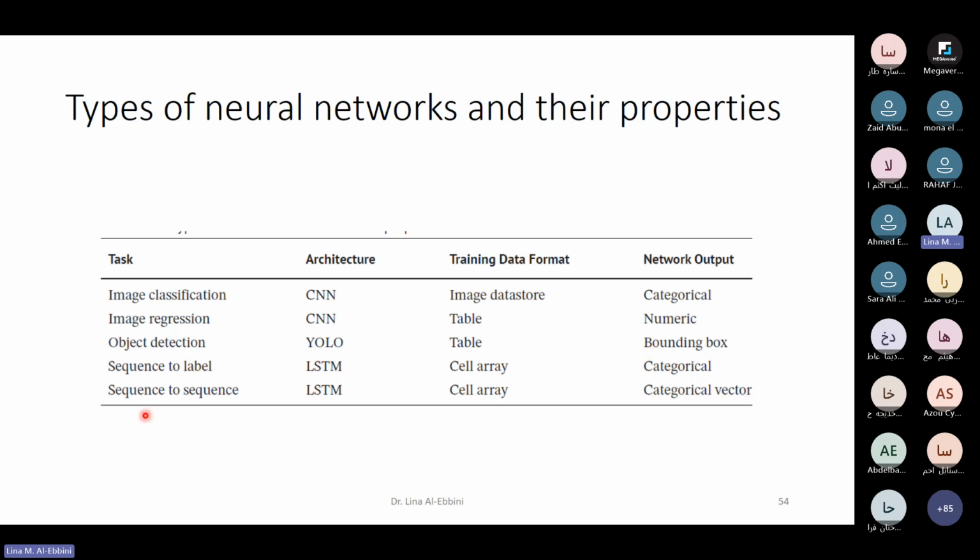Sequence to label and sequence to sequence use architectures that have memory, such as LSTM, and the data format is a cell array, and the output is categorical, or a categorical vector in case of sequence to sequence. It will be longer than sequence to label, so it will need a categorical vector in this way.